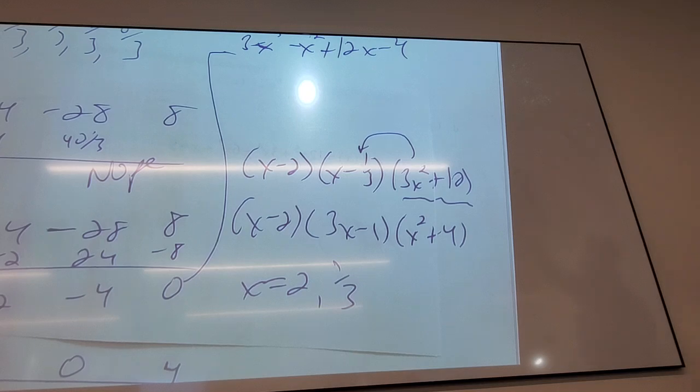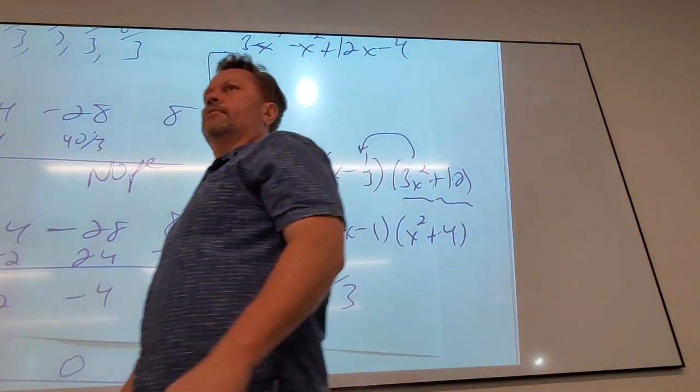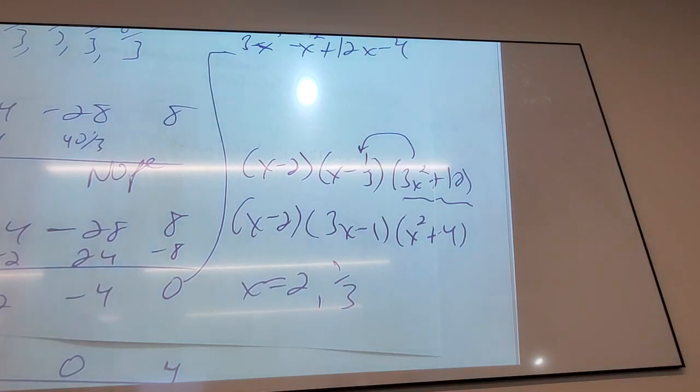What if I said find all the zeros? Have we found all the zeros yet? How do I know I definitely haven't? I had a 4th degree. I've got 2 things that happened once. I need 2 more things, don't I? And what are the other two things? What kind of numbers are the other two answers? Complex. Because x squared plus 4, what would their zeros be? You know it. 2i, negative 2i.